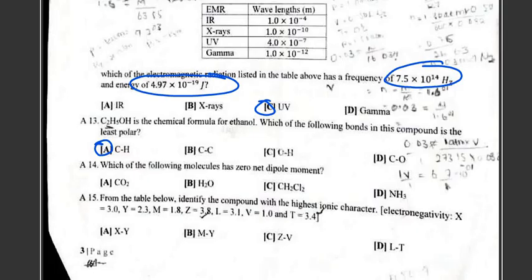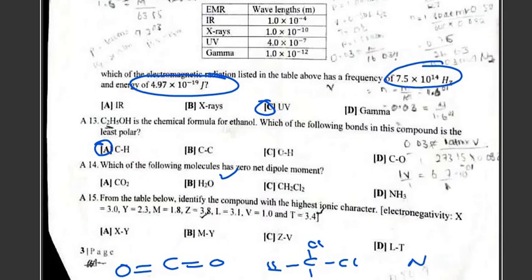Question A14: which of the following molecules has a 0 dipole moment? So here there is carbon, and there are no charges there. Let's talk about water: we don't have a 0 charge because there's an oxygen there, a hydrogen and a hydrogen. These will pull each other.